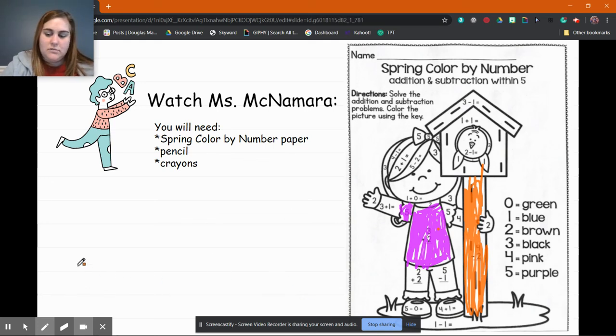All right, boys and girls. It will not move to the next slide for me, so we will just end there. We were just going to make sure we met our goals, which was to find the sum of an addition problem and find the difference of subtraction problems. And as you work through this worksheet, you will be doing that. So you will be meeting the goals for today.